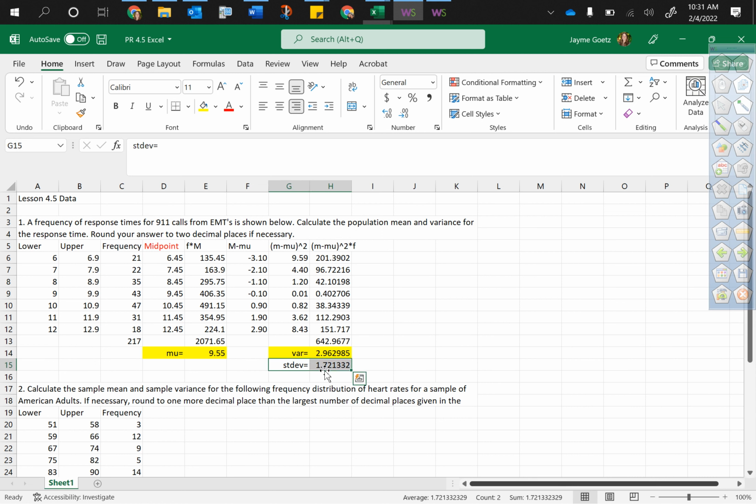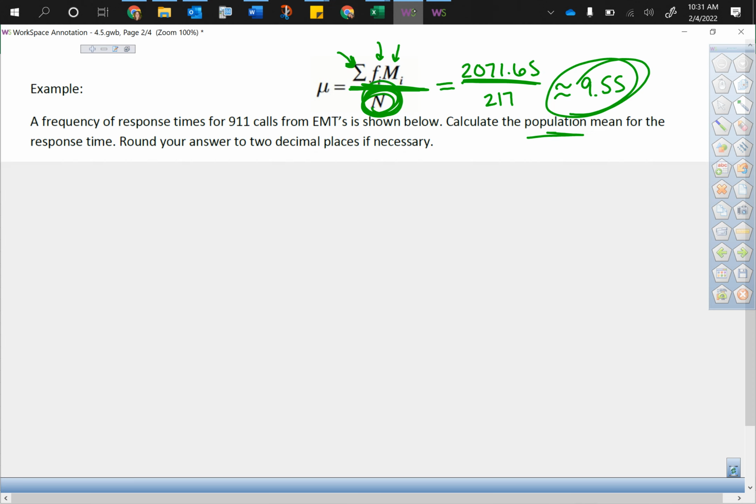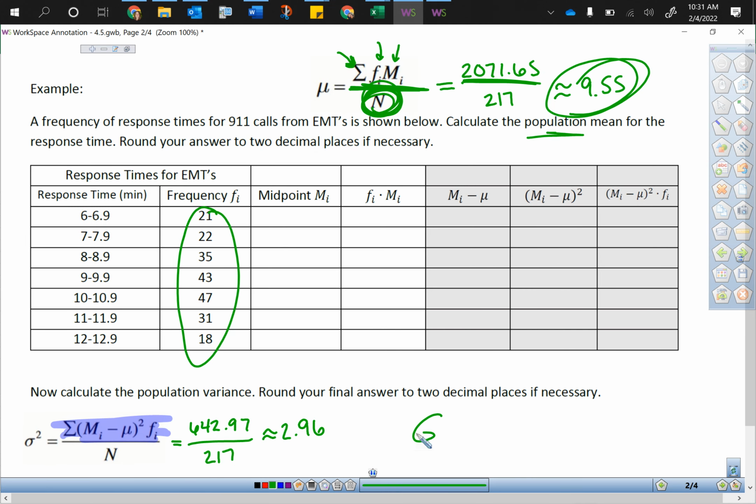Now don't forget, your problem wanted it rounded to the nearest hundredth, so 2 decimal places. So I'm going to move that until it's 2 decimal places. So your standard deviation here is about 1.72. So tell me, does that mean the data they collected is relatively close together or far apart? I'd say kind of close together. It kind of depends, but I think that's pretty good. So that means my standard deviation is about 1.72.